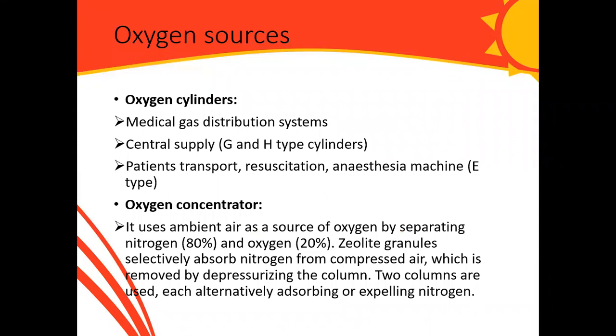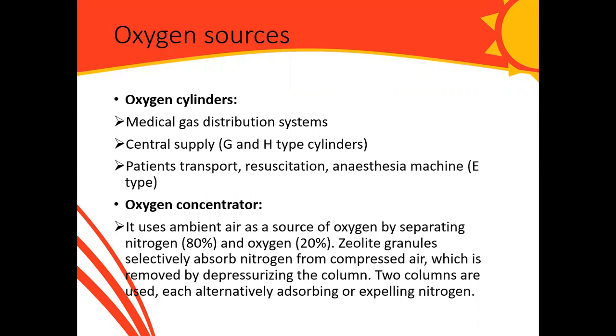Oxygen sources: oxygen can be gotten from cylinders, all right, and the medical gas distribution system. They have different types of oxygen cylinders, the G and H types. The one we see in theater, the one that is used for patient transport, resuscitation, and the oxygen cylinder that is attached to an anesthetic machine is the E type. So oxygen cylinders come in different types, and it depends on the area of use.